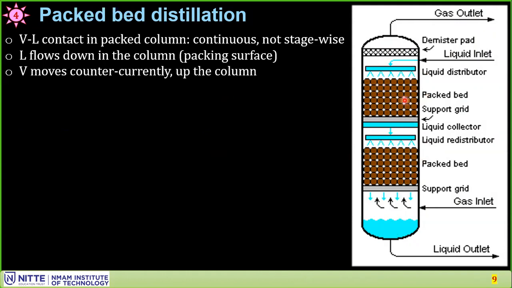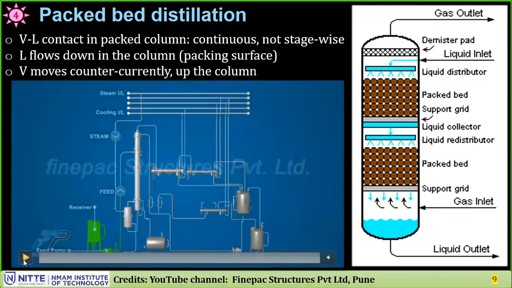So you have the packing materials and they are supported here, and through this the liquid flows downward, vapors are coming upward, exactly similar to the tray tower distillation column, where you have the reboiler, which sends the vapor over here, and you have reflux, which you can send as well. So vapor moves countercurrently upwards in the column, and liquid moves downwards in the countercurrent direction. I have an animated video over here, let's have a look at it.